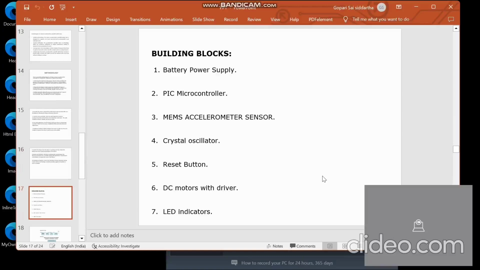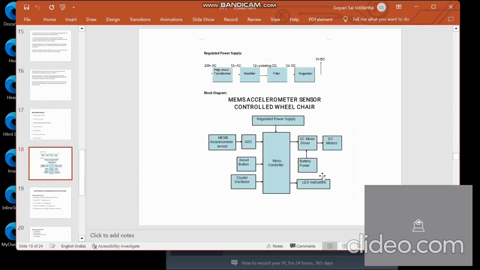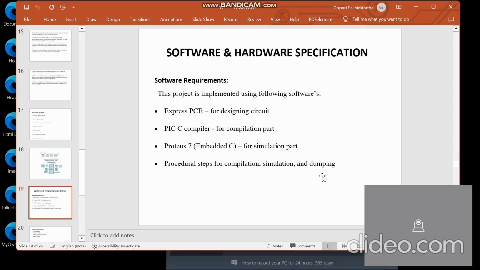The basic building blocks of this project are: battery power supply, PIC microcontroller, MEMS accelerometer sensor, crystal oscillator, reset button, DC motor with drivers, and LED indicators. The block diagram of the MEMS controlled wheelchair is shown, along with some of the software and hardware specifications.